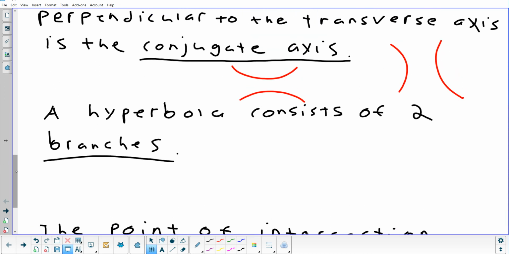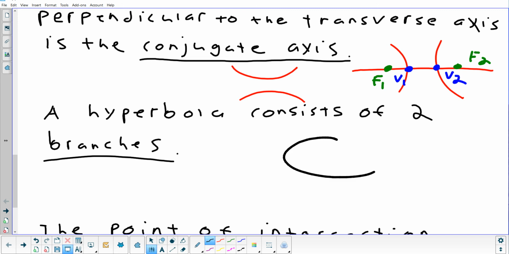All right. If I draw in the transverse axis, there is a name for this point and that point. Anyone think they know? Yep, those are the vertices. V1, V2. And remember, the foci are here. The foci are outside of the vertices. The vertices are inside.